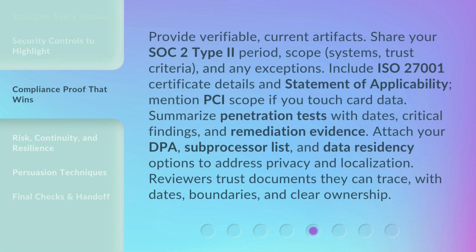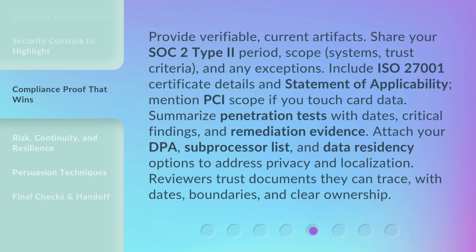Provide verifiable current artifacts. Share your SOC2 Type 2 period, scope, systems, trust criteria, and any exceptions. Include ISO 27001 certificate details and statement of applicability. Mention PCI scope if you touch card data.